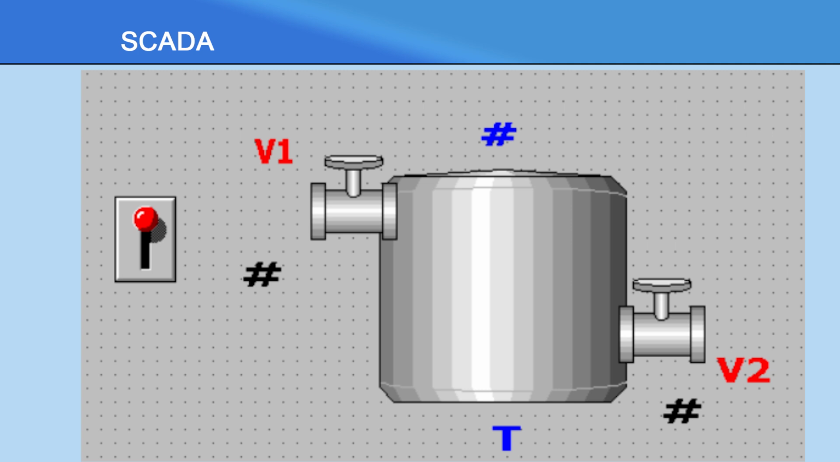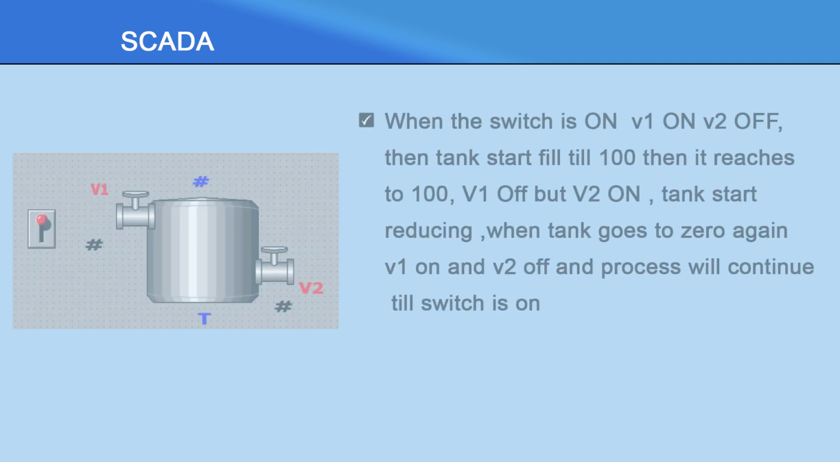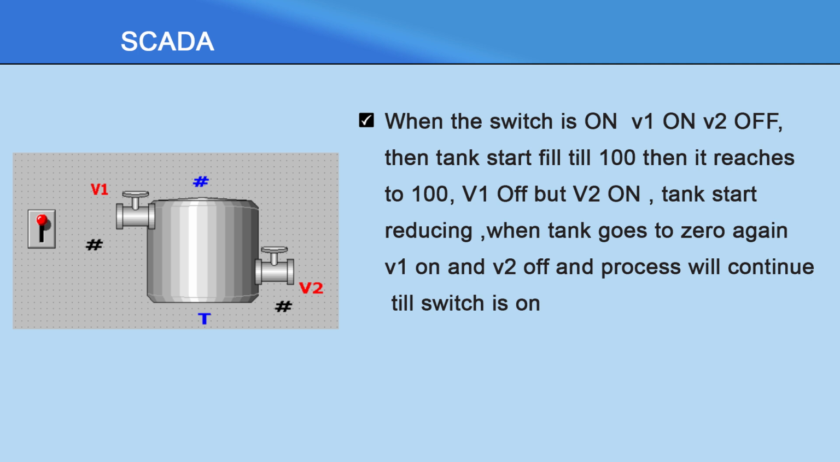Okay, here you can see in the figure there is one switch and one tank, with the tag name T, and there are two valves, V1 and V2. Got it? Okay. So how can you add the tank? Simple, you have to click on the wizard option; there you will get all the symbols of the tank, and you will get the tank symbol there. Okay, there are two valves, V1 and V2. We have also included the hash option to get the current status display of the valves V1 and V2 and the tank. Got it?